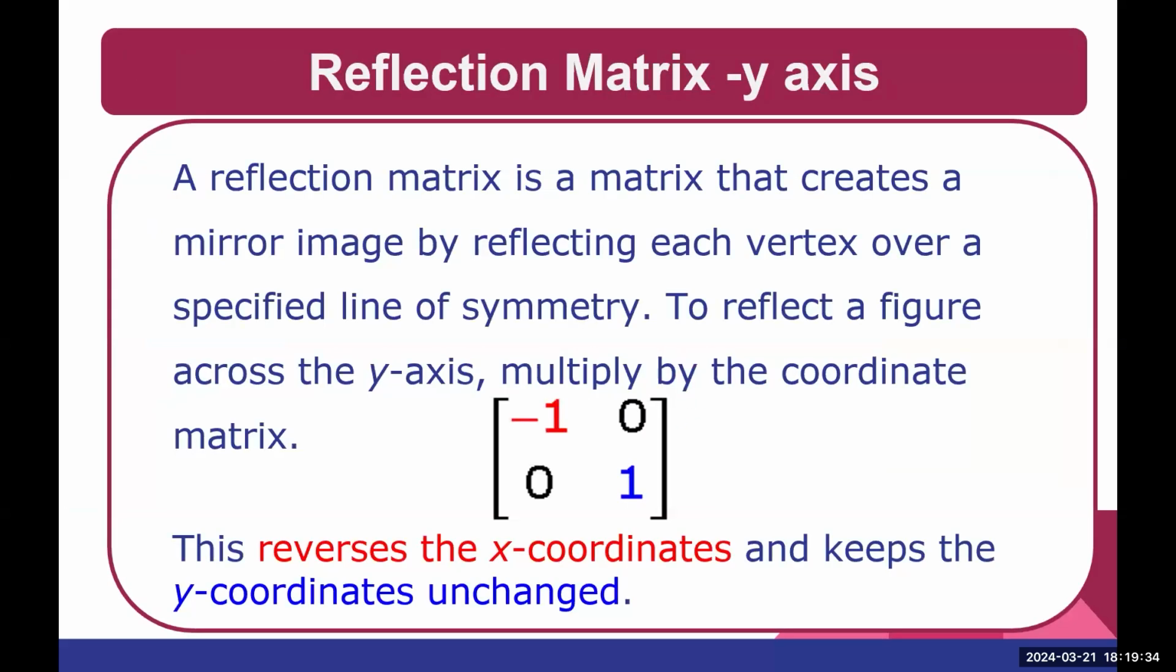All right, so we'll review what was said in the video in a bit, but let's look at what's happening here. So a reflection matrix is a matrix that creates a mirror image by reflecting each vertex over a specified line of symmetry. Now to reflect across the y-axis, we multiply the coordinate by the matrix -1, 0, 0, 1.